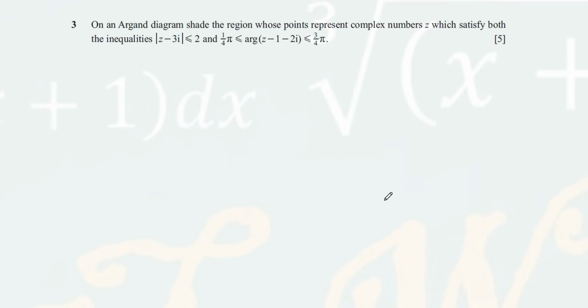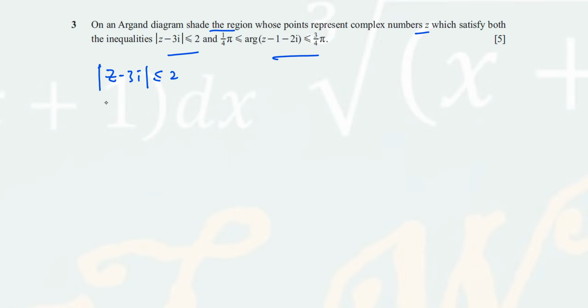Okay, next question number 3. On an Argand diagram, shade the region whose points represent the complex numbers z which satisfy both inequalities. So here we have two inequalities. The first one is modulus z minus 3i less than or equal to 2, and the other one is the argument. The first one I have to express in the general form, whereby this is a circle because you only have one modulus.